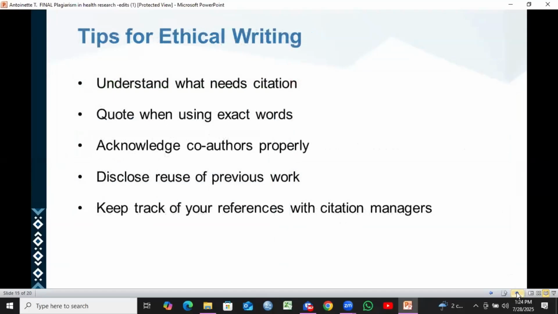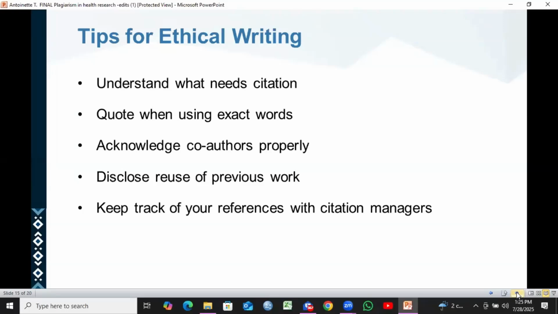So we have some few tips of ethical writing. Understand what needs citation. It's not everything that you cite. You have to understand what you need to copy, what you need to paraphrase, and what you need to cite, and also cite properly.